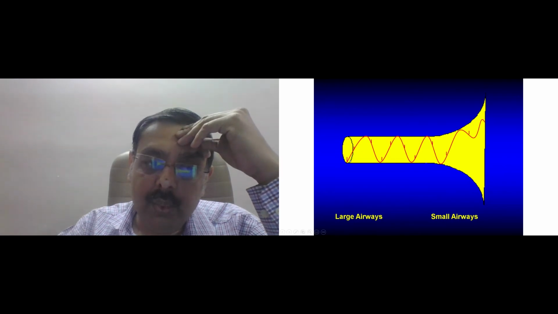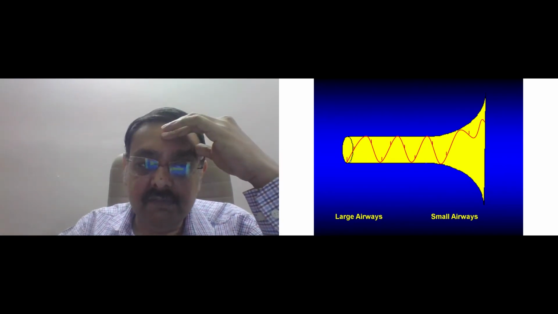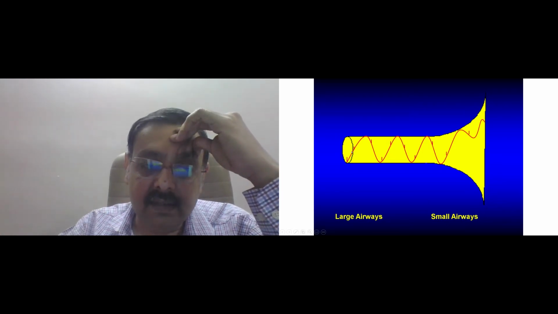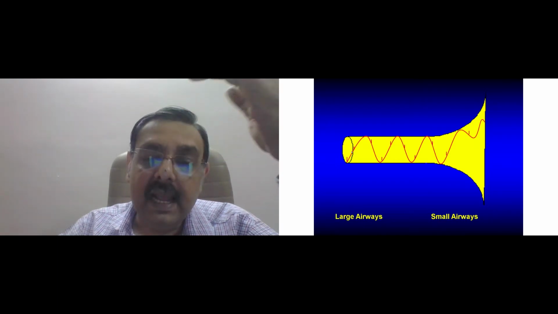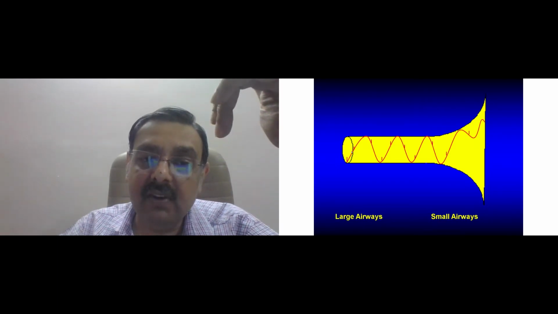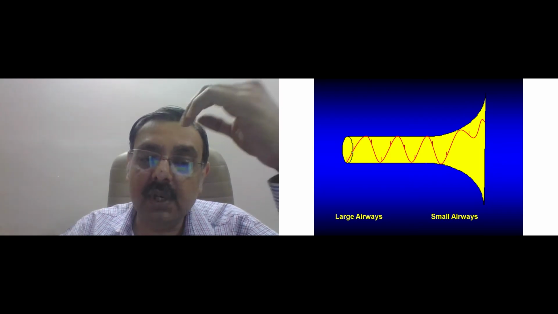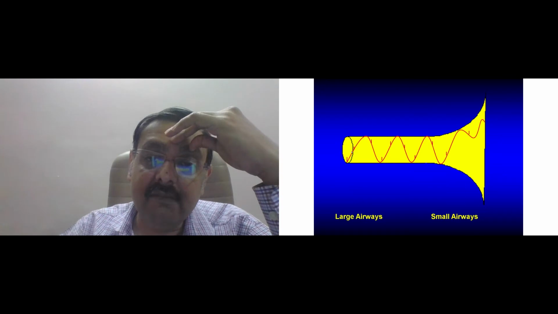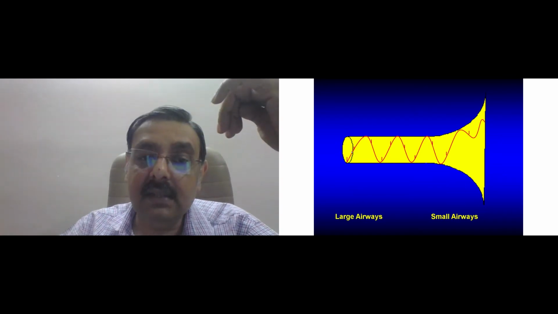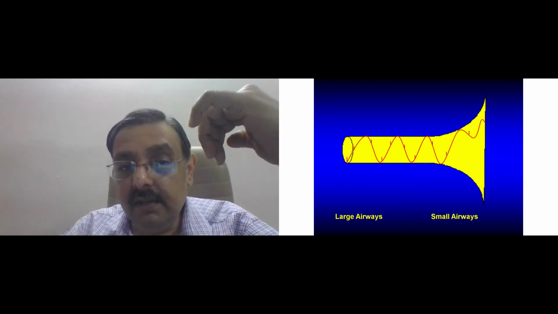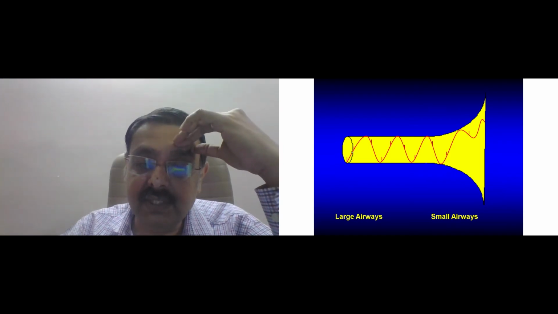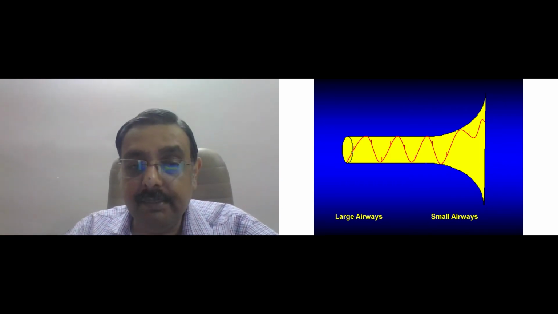Now, these sound waves, as they get superimposed on the breathing of this child, have different characteristics, right? You have sound waves of different frequencies, and the sound waves of lower frequency can actually travel deeper into the airways. On the other hand, the sound waves of higher frequency would remain only in the larger airways. And this difference actually helps us in judging obstruction in the smaller and in the larger airways. So, that is the basic principle of impulse oscillometry.